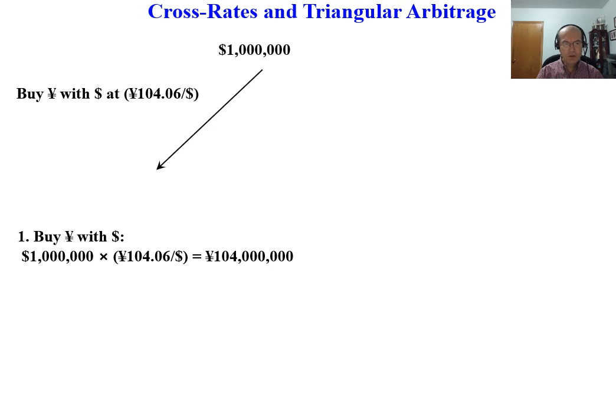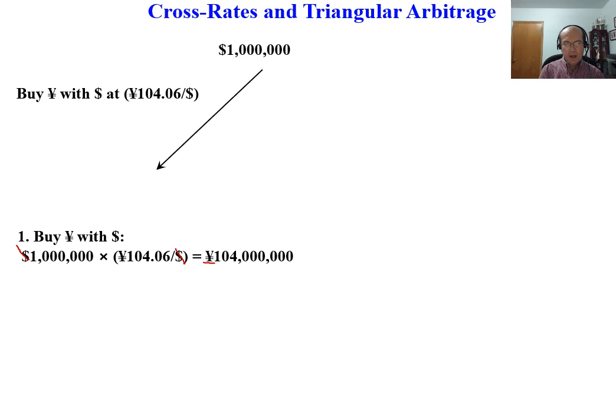So $1 million multiplied by this exchange rate, and we keep track of the currency units, will give us 104 million Japanese yen, because US dollars will cancel each other, and so we have Japanese yen left. So it means we did it correctly, because it would be a mistake to divide $1 million by this exchange rate. If we divide $1 million US dollars by this exchange rate, what currency units will we get?